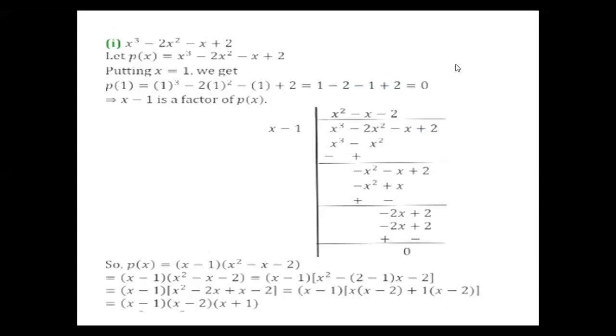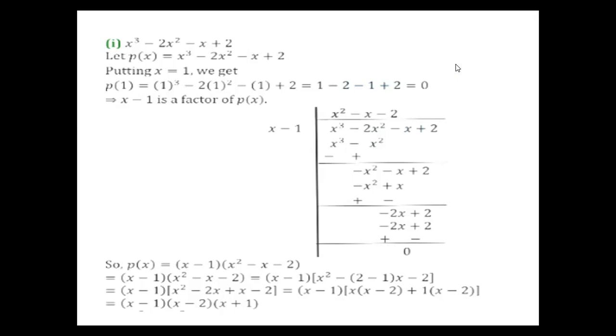So once you have got that x minus 1 is one of the factors, what we can do is, we can use this x minus 1 to divide the question, that is p of x, which is x cubed minus 2x squared minus x plus 2, by doing the long division method. So as you could see over here, x cubed minus 2x squared minus x plus 2 has been solved by the long division method.